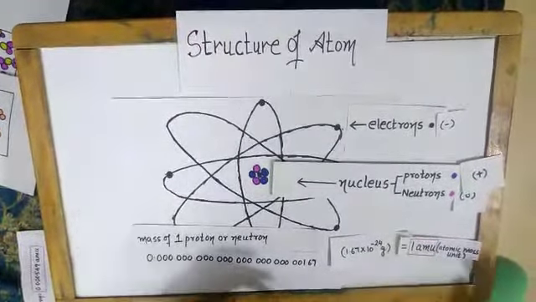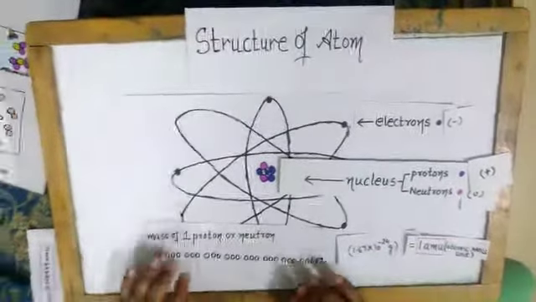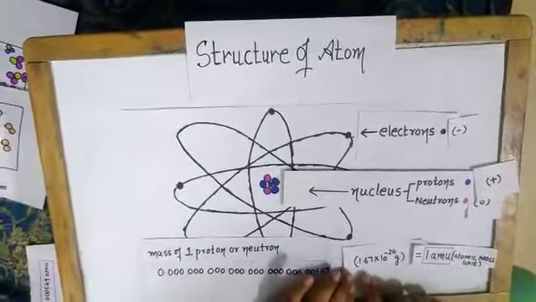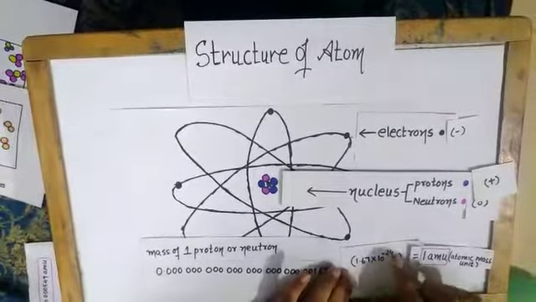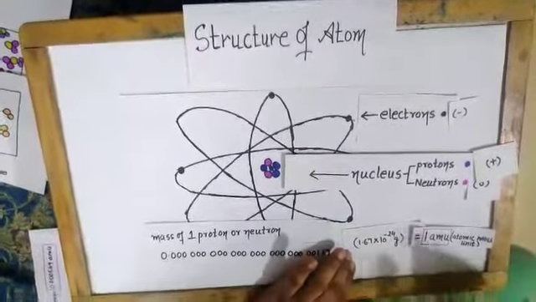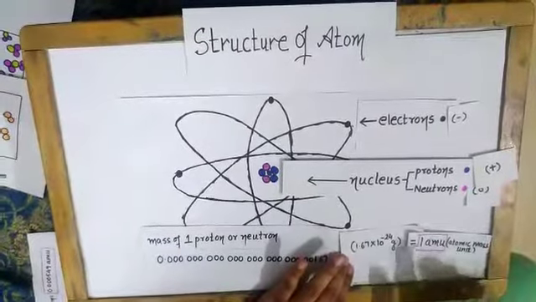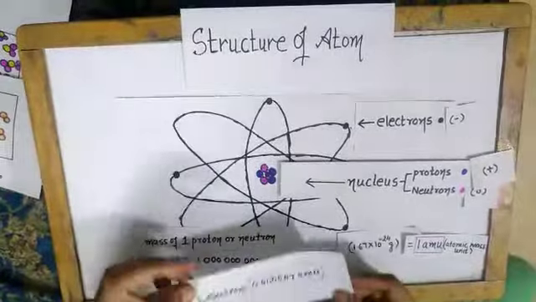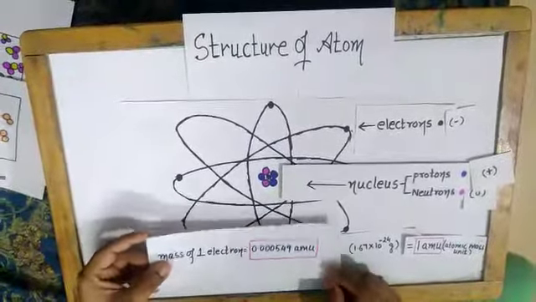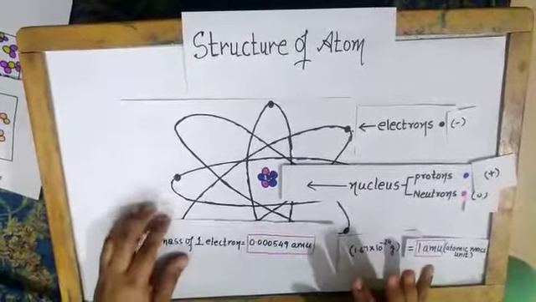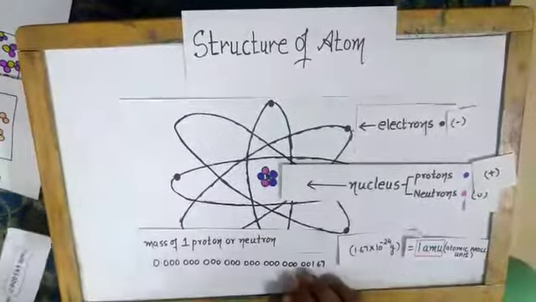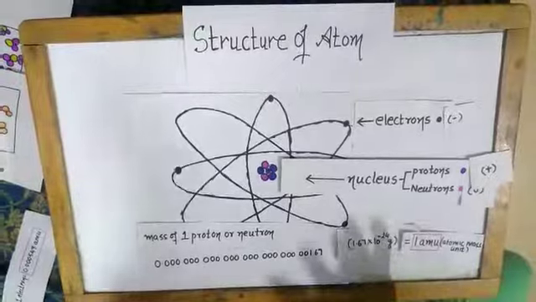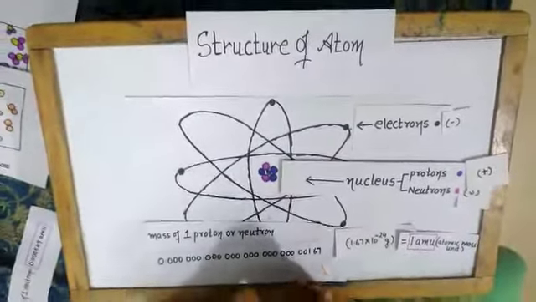After charge, if I come to masses, the mass of one proton or neutron is equal to 1.67 into 10 to the power minus 24 gram, which we consider to be equal to 1 AMU, right? Since the mass of electron is very less, we consider it to be negligible. Hence the mass of atom is basically the mass of protons and neutrons, or you can say the number of protons and number of neutrons.